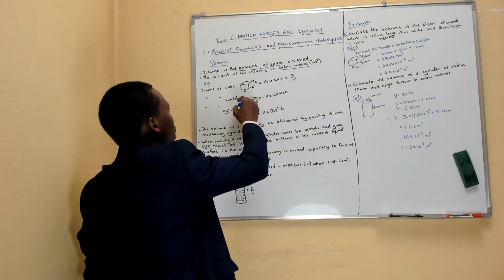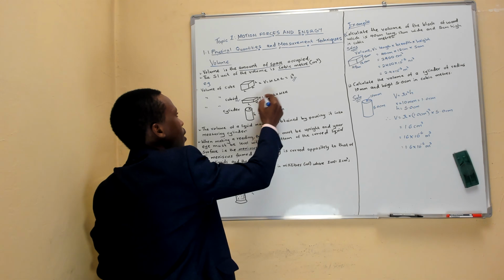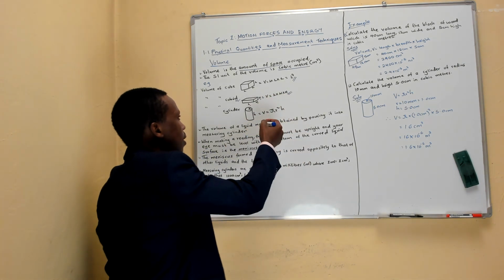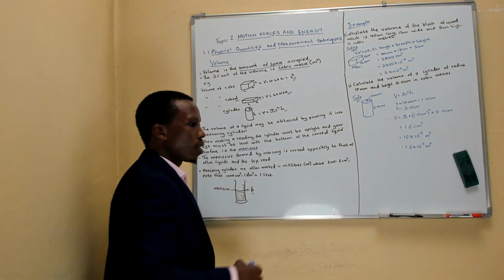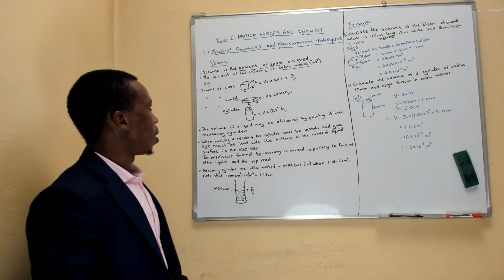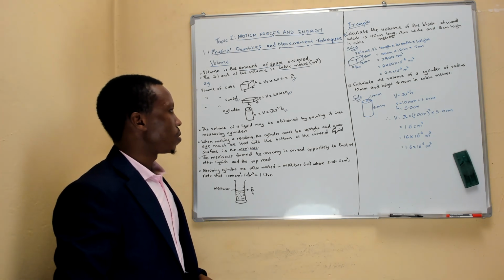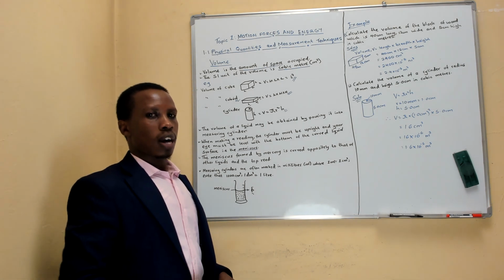The volume of a cuboid is length times width times the height. The volume of the cylinder is pi r squared h. So these are the basic figures we are looking at, and you can take into consideration that we still have other more figures that we can talk about later.